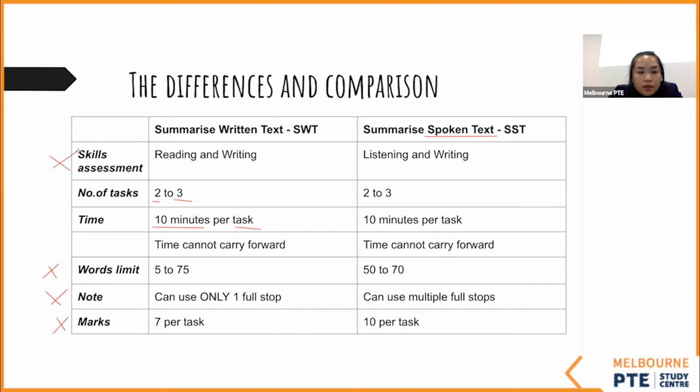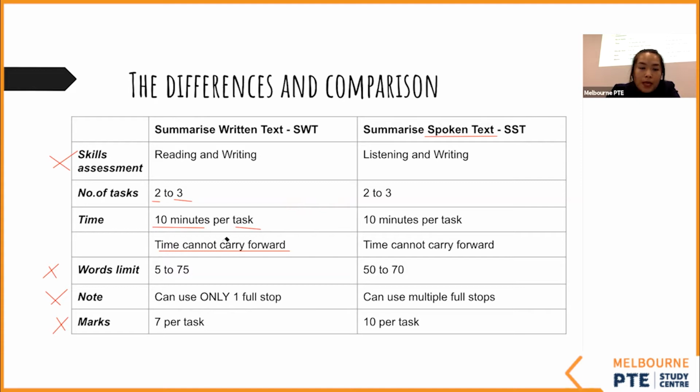So these are the different criteria. Now, time cannot carry forward. Remember, if you finish early, like I mentioned, you spend only 8 minutes to finish and you have 2 minutes left. Rather than click next, it doesn't help you because you cannot save the time for the next question anyway. You just need to double check your work. Check your spelling and grammar. Why? Because this one gives you marks for writing. So if you make grammar and spelling mistakes, you lose marks for your writing. So always utilize your time.